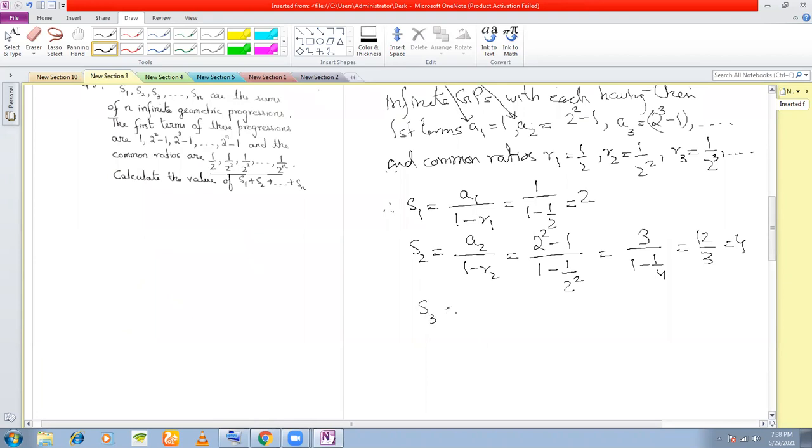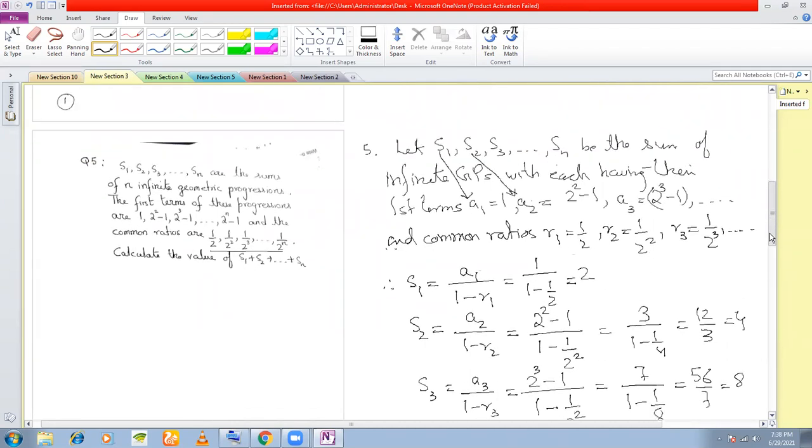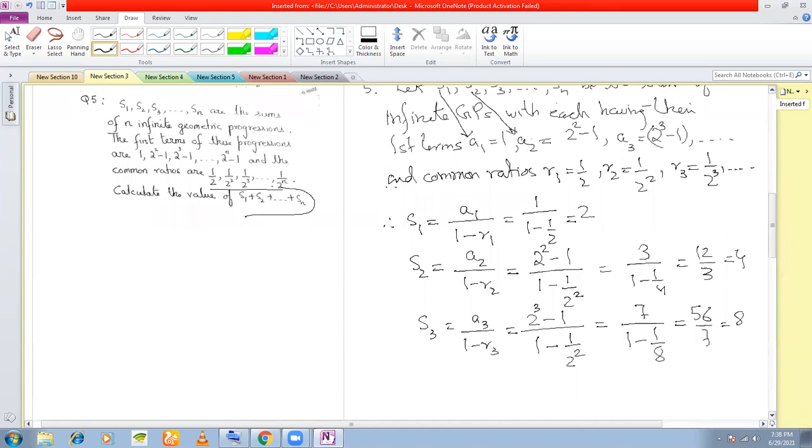S3 is A3 by 1 minus R3. A3 is 2 cube minus 1. First term of this GP is 2 cube minus 1. And the common ratio of this GP is 1 by 2 square. So therefore the sum is 2 cube minus 1 by 1 minus 1 by 2 square, which is equal to 7 by 1 minus 1 by 8. Now you take the LCM, you get 56 by 7. So you get 8.